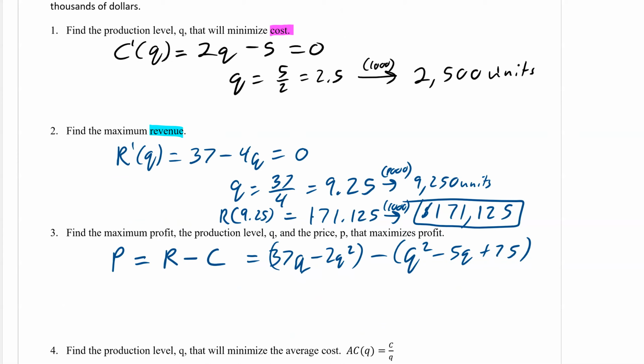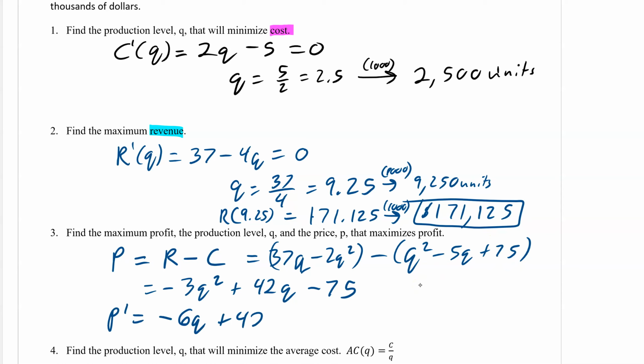which gives us negative 3q squared. All I'm doing is changing all of these signs. So this would now become positive 5q, so plus 42q, and then minus 75. So we get negative 3q squared plus 42q minus 75. And then to maximize this, we take, you guessed it, the derivative. So negative 6q plus 42, set it equal to 0.